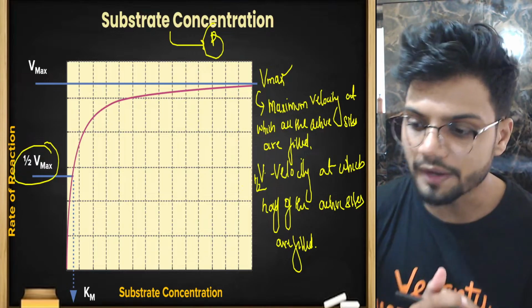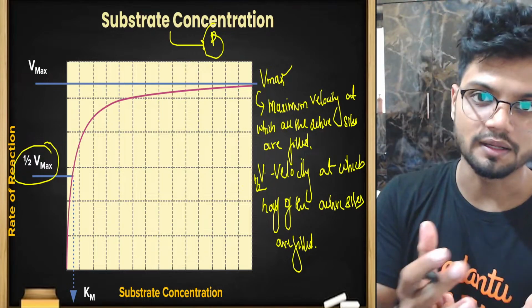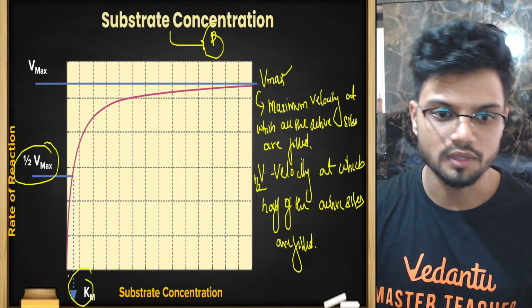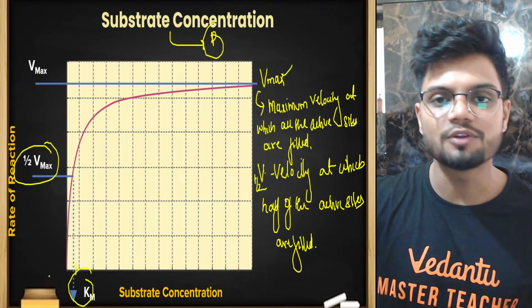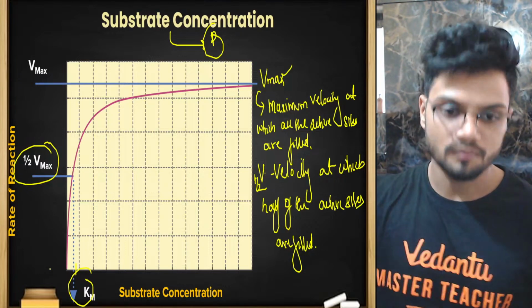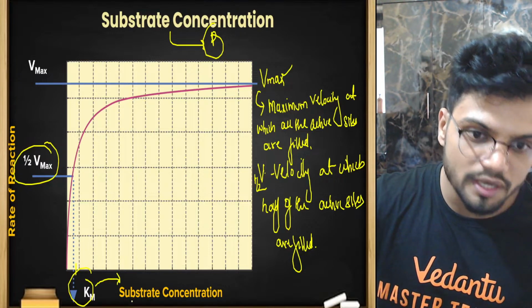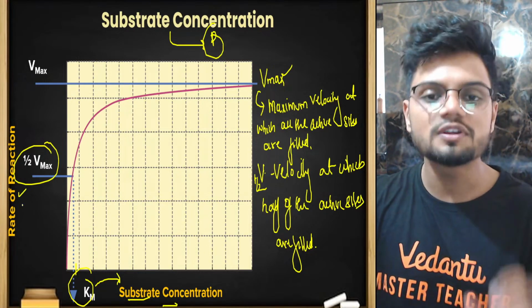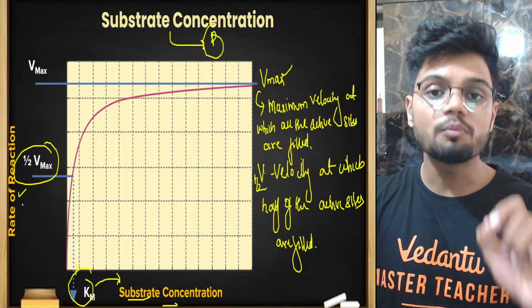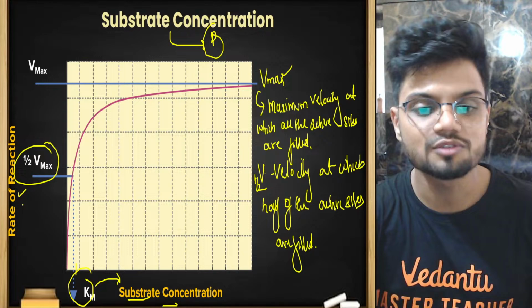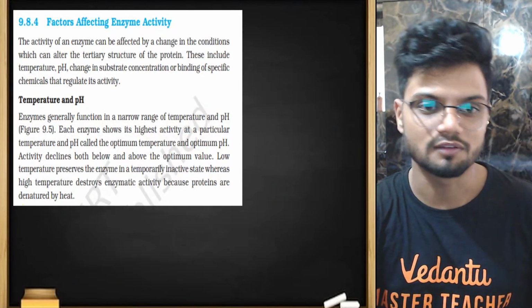Now if you want to find how much substrate is binding, that is called the Km value, the Michaelis constant. Okay, so the Km value is nothing but the substrate concentration at half Vmax. At half Vmax velocity, how much substrate is being used? That is called the Km value.